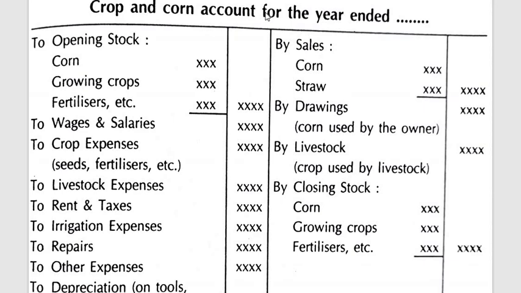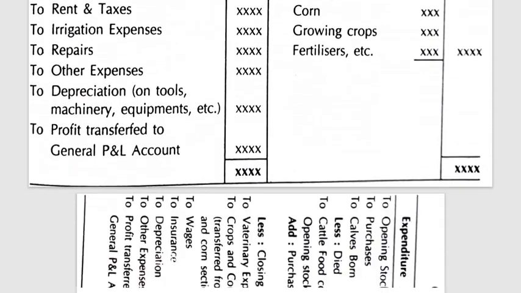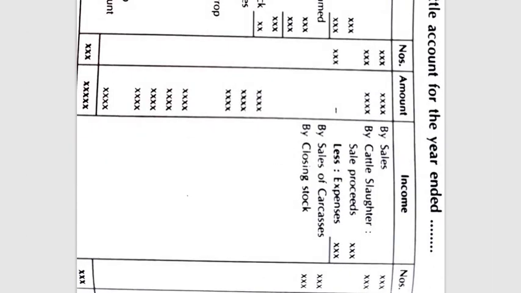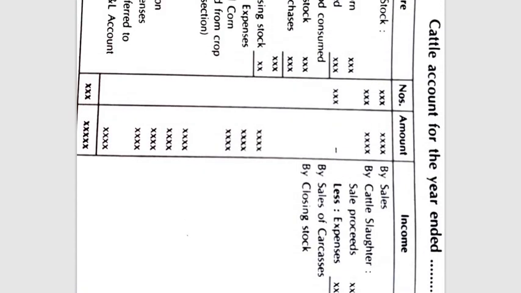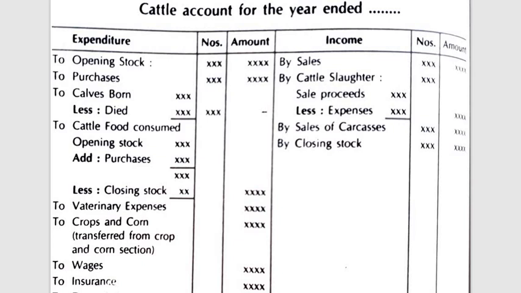Similarly you will prepare for horticultural activity, that is if you're growing fruits or plant vegetables into the farm, then you prepare the same kind of account. Even in case of nurseries, in that case the same kind of account is prepared. Next is, if it is dairy activities, then this is how you prepare the dairy account, that is the cattle account.